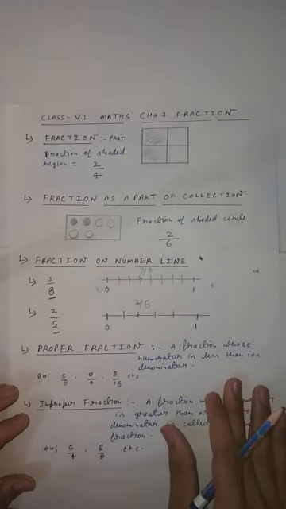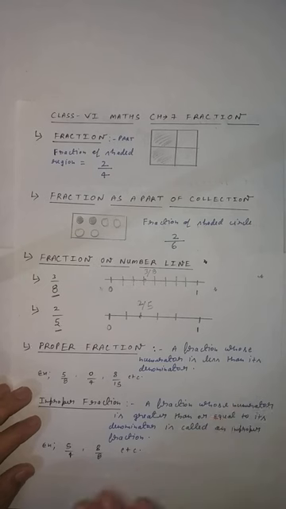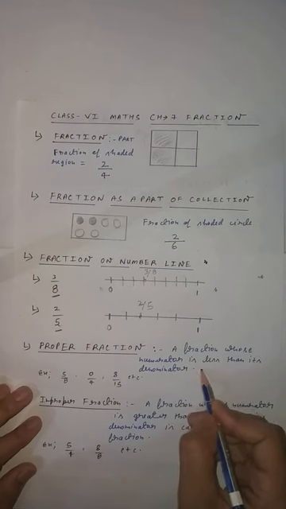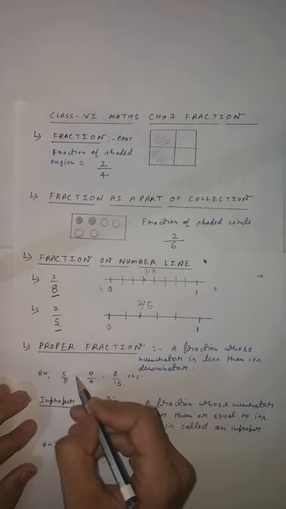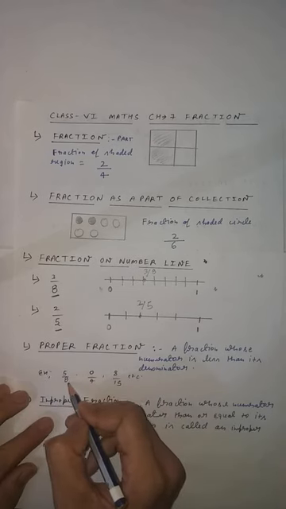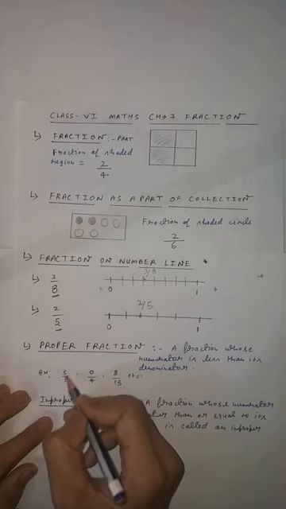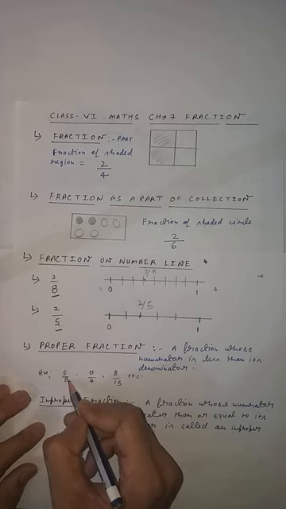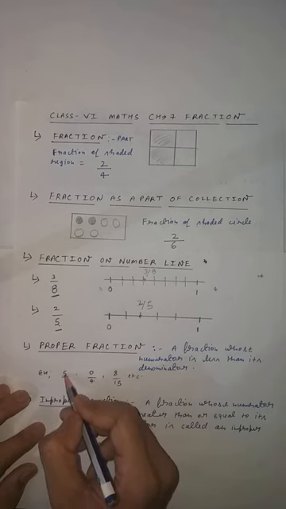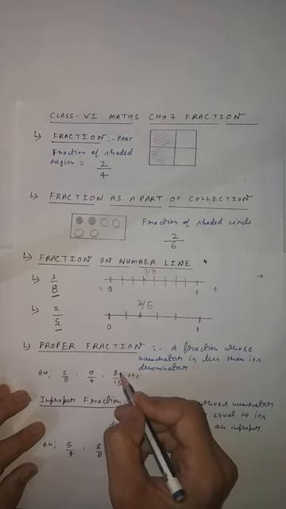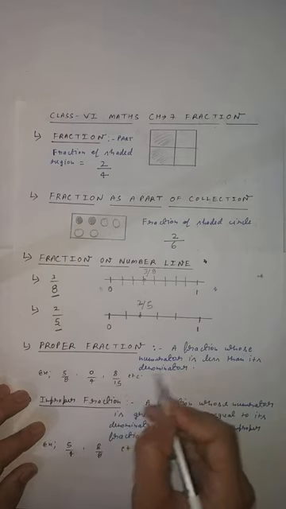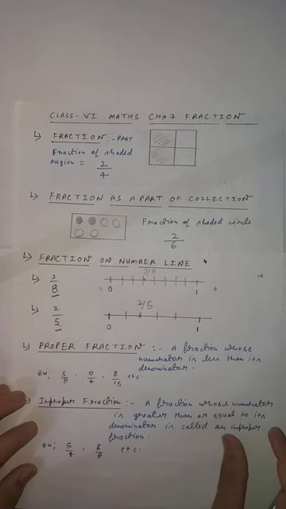Now the next thing is some topics like proper fraction. What is a proper fraction? As you know, a fraction whose numerator is less than its denominator. You know that this part is the numerator, this part is the denominator. 8 is greater than 5, yani numerator is less than denominator. Here numerator is less than denominator, here also numerator is less than denominator. So this type of fraction is known as proper fraction.